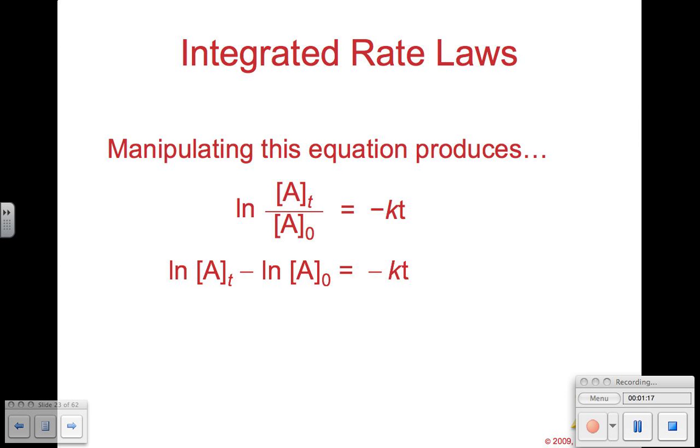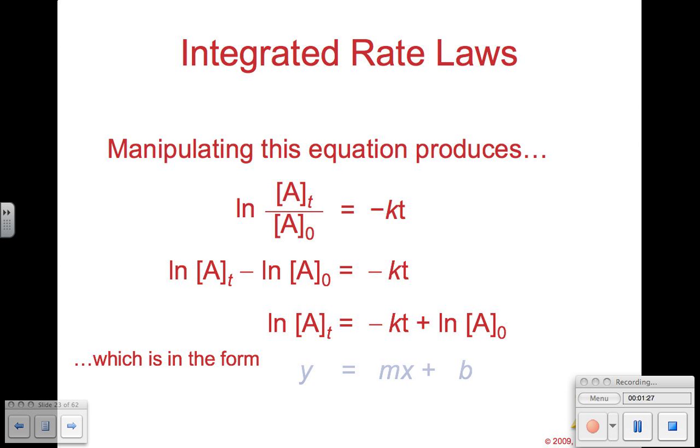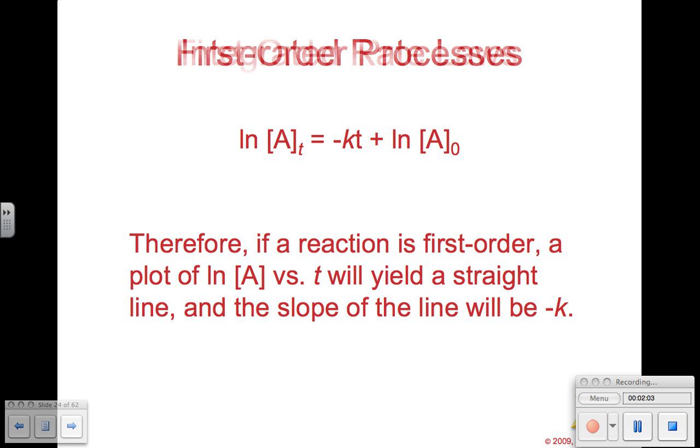If we move things around in the equation, we get a relationship that is a graphable equation, y equals mx plus b, where y is the natural log of the concentration of A at time t, x is time t, and b is the natural log of the initial concentration, and where the slope is based on the rate law constant, or k. So this is for first order rate laws.